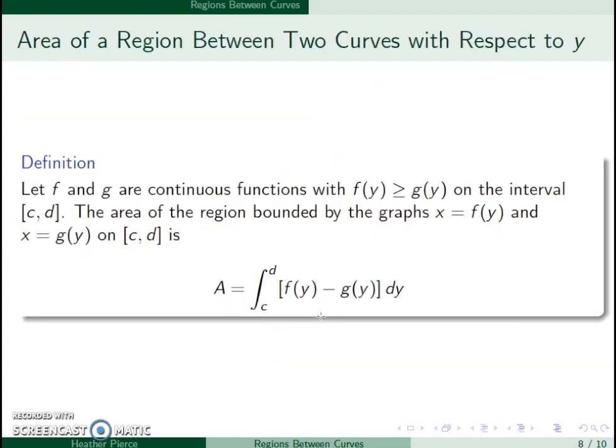So if f and g are continuous functions, where the function is given in terms of y over the interval c to d, we can do the same thing. The area of the region bound by x equal to f of y and x equal to g of y on c to d is the integral from c to d of f of y minus g of y dy.